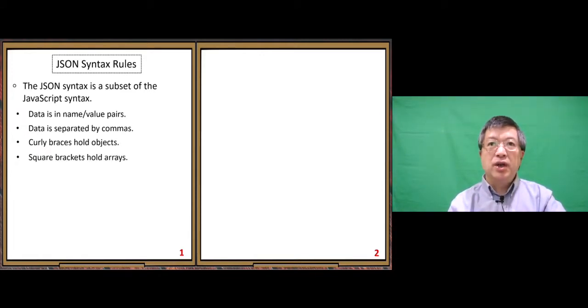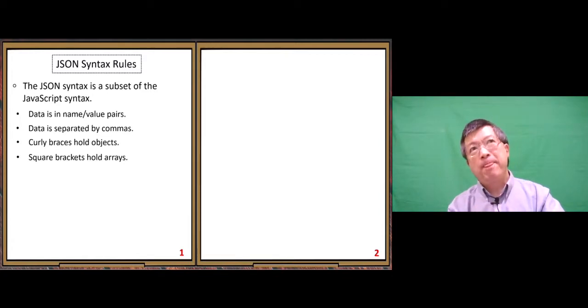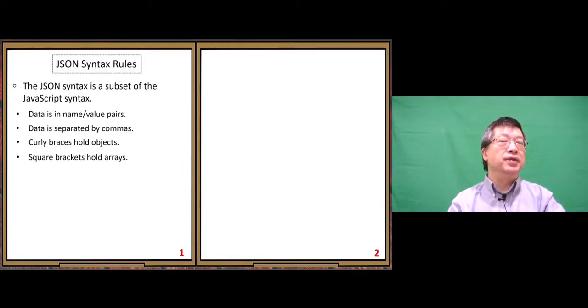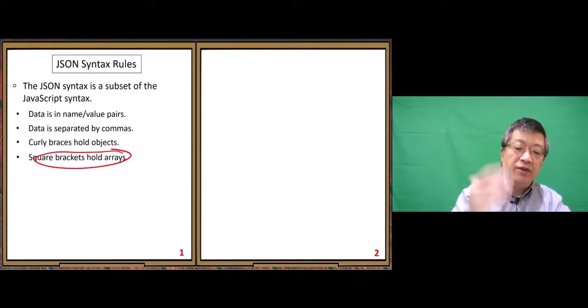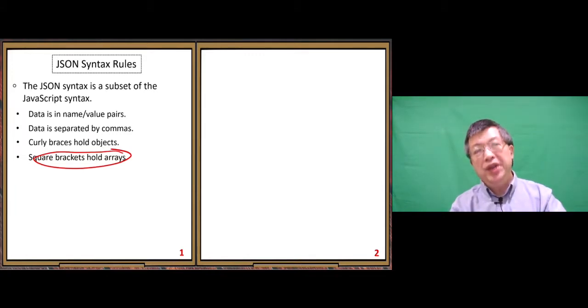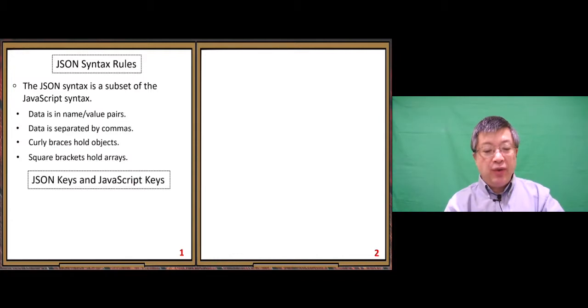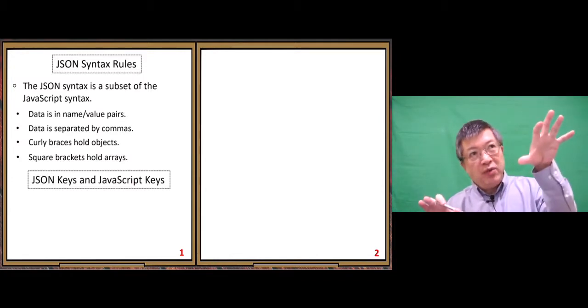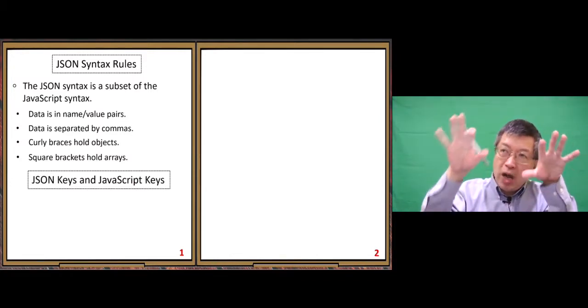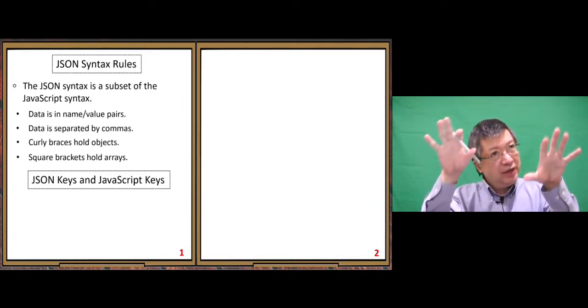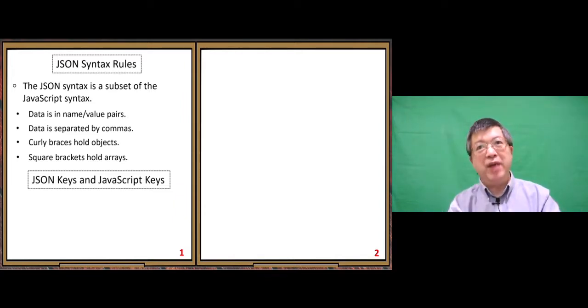Square brackets hold arrays. So other than objects, sometimes we need to represent array data. So that's also very useful. So this array case, also very useful. So we need that. All right. So next, we want to compare the JSON way and the JavaScript object way. Slightly different. So we want to see that part.